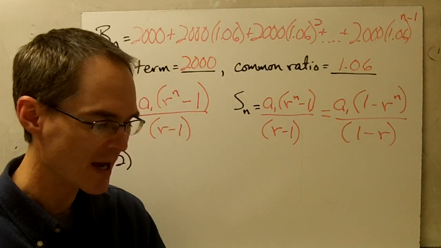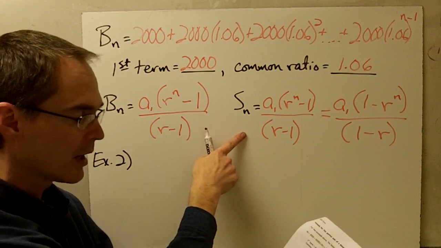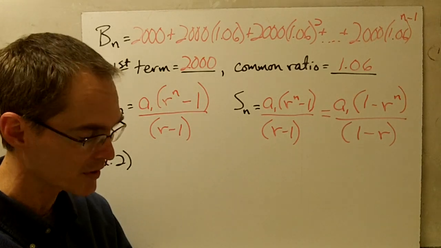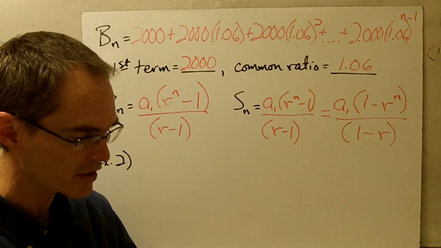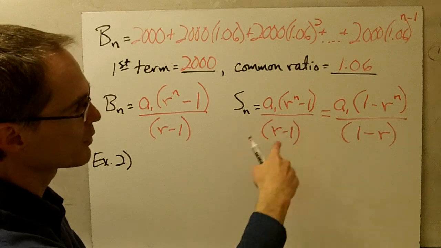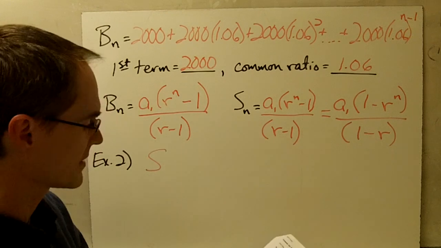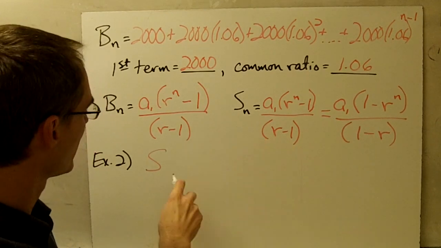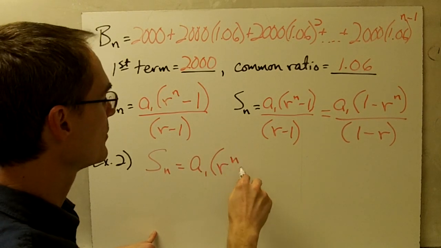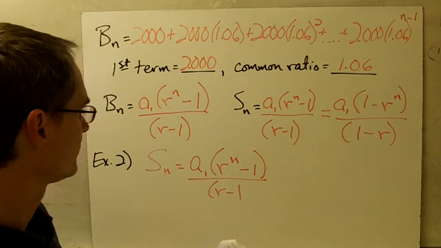It says, for the problem described in example number 1, use the formula for the partial sum of a geometric series to calculate the total amount of money in the account after 5 deposits. Well, this shouldn't be too hard because we already know how much money is going to be in the account. It's going to be $11,274.19. So we just want to see, does this formula give us that same amount of money? So I've got my formula here, S sub n. I can use either one of these. I think I'm going to use this one. S sub n equals A sub 1 R to the power of n minus 1 over R minus 1.